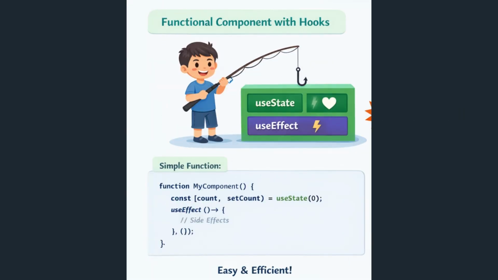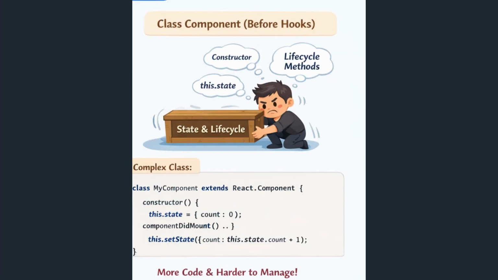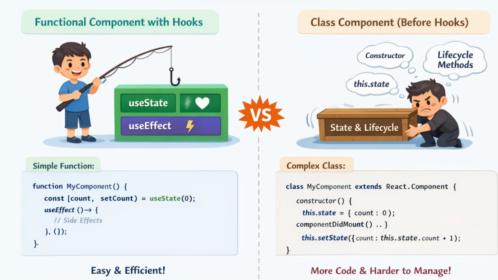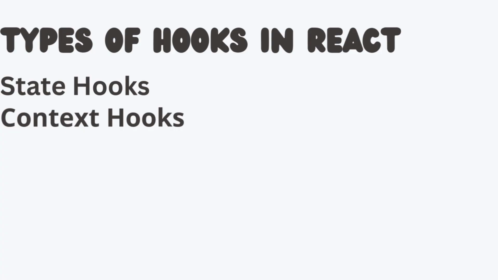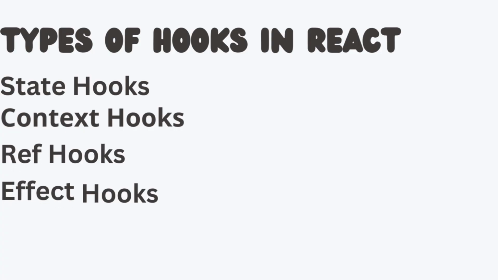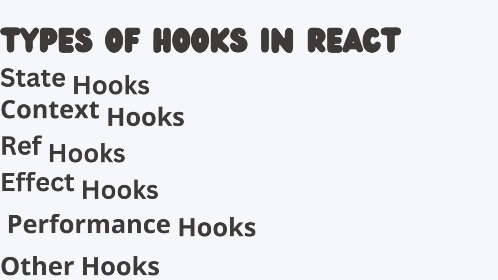Hooks were introduced in React 16.8, but before they were introduced, you had to use class components for features like state and lifecycle methods. Hooks will allow you to do all of that with functional components, which are simpler and easier to read. There are different kinds of built-in hooks in React for different purposes, which are state hooks, context hooks, reference hooks, effect hooks, performance hooks, and other hooks. In this video, we will only go through state hooks. We'll go through the remaining hooks in later videos.